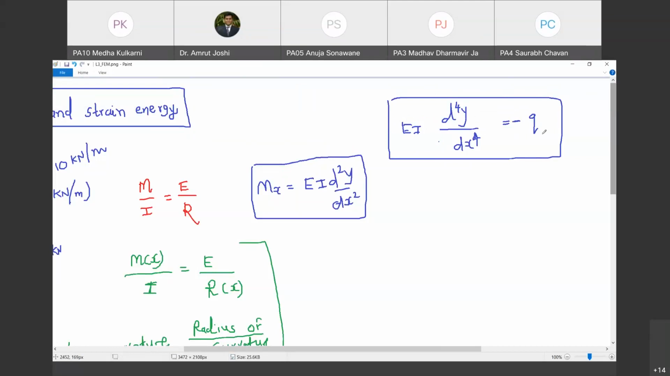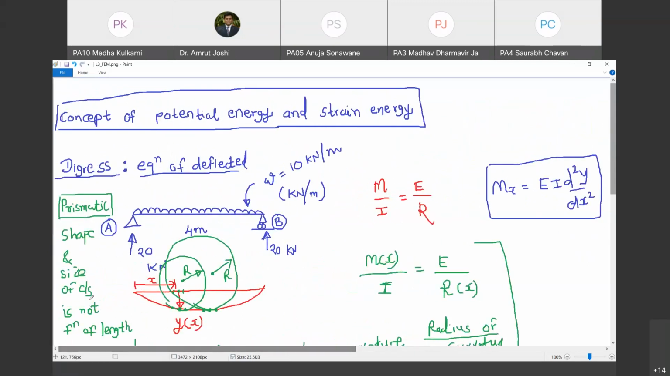And what is q? q is the intensity of loading at x. So it is in kilonewton per meter. Are you with me? So it is intensity of loading at x. Happy? It is also a function of x. Are you with me? Yes, sir.